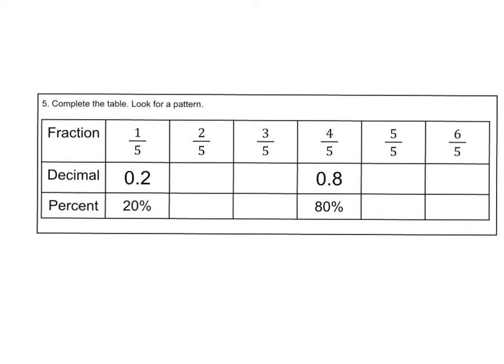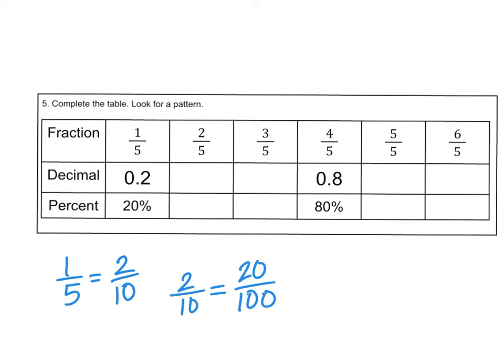Question 5, complete the table, look for a pattern. So the fraction 1/5 is equivalent to the decimal 2/10. That is because if we look at 1/5, it's equal to the fraction 2/10, and so we can write that decimal equivalency. When we talk about percent, it means per 100, and so we can be thinking about a ratio out of 100 to get to percent. So 2/10 is the same as 20 out of 100, or 20%.